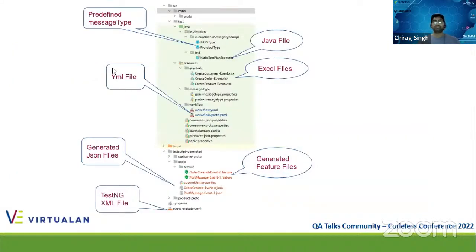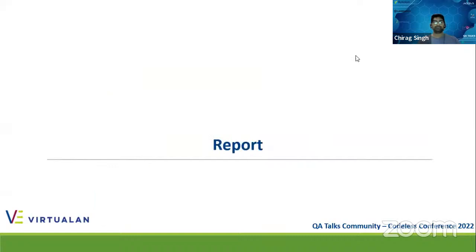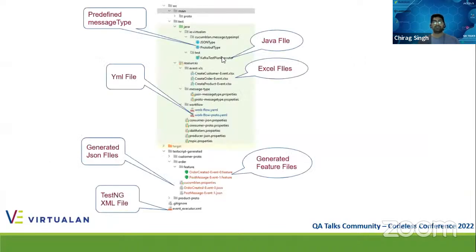So this is the folder structure here. You can see the two message types I was talking about, JSON type and protobuf type. This is the message type which we put under test here. This is a Java file, the file which we have to run. The test case is run through this Java file, and this is the YAML file.